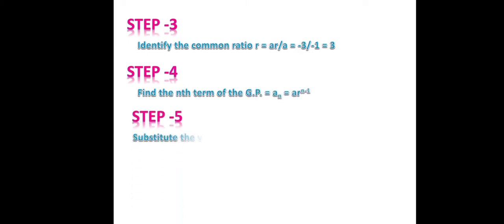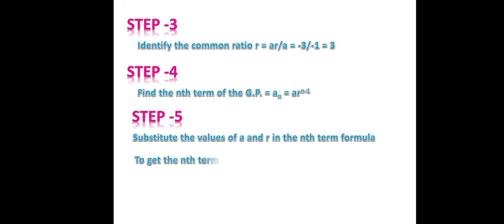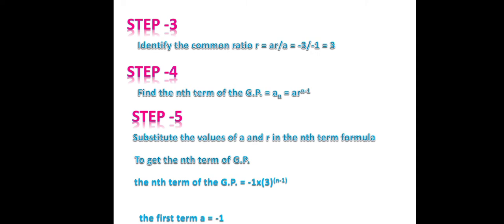And we need to find the nth term, so we will write the nth term formula A into R to the power of n minus 1. And substituting the values of A and R, which are minus 1 and 3, in the nth term formula, we will get the fifth step where the nth term will be minus 1 into 3 to the power of n minus 1. So this is how we will find the nth term of the given GP and the first term of the GP.